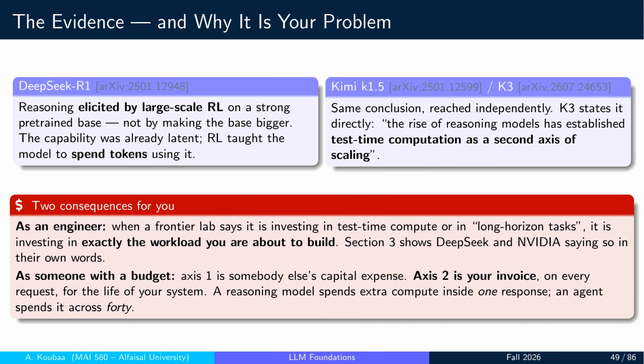Now, the 2 consequences for you, and the second one is the one to remember. As an engineer, when a frontier lab says it is investing in test time computation or in long horizon tasks, it is investing in exactly the workload you are about to build. As someone with a budget, Axis 1 is somebody else's capital expense. Axis 2 is your invoice on every request for the life of your system. A reasoning model spends extra compute inside one response. An agent spends it across 40.